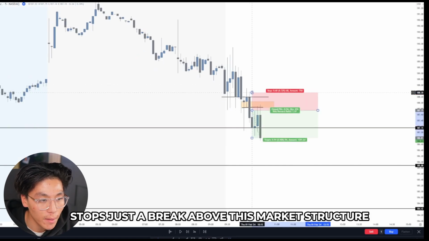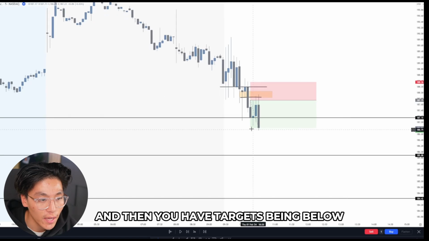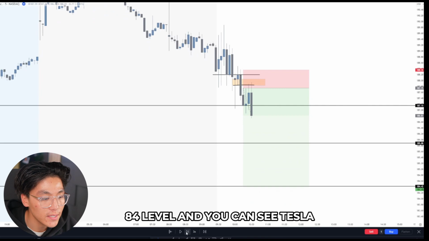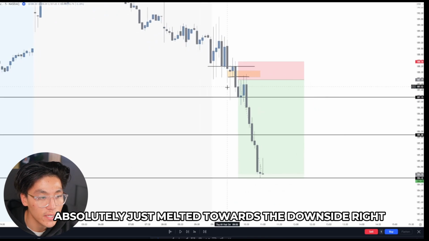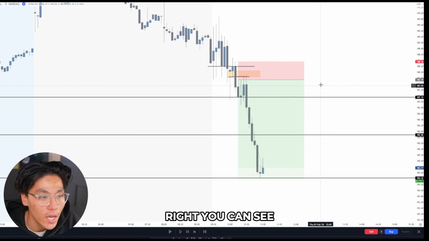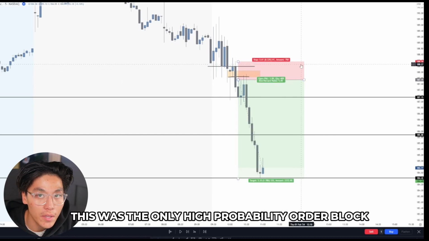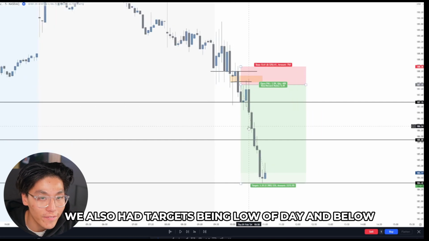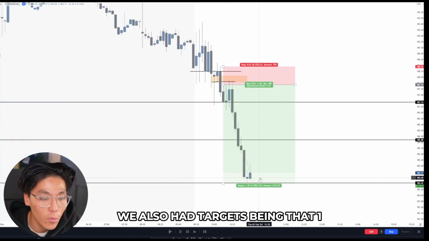Stops just a break above this market structure, and then you have targets being below, which is that 184 level. And you can see Tesla absolutely just melted towards the downside, right? And you can see how price action delivers with these higher time frame moves, right? You can see this was the only high probability order block that left an inefficiency behind. We also had targets being low of day and below. We also had targets being that 184 level and below.